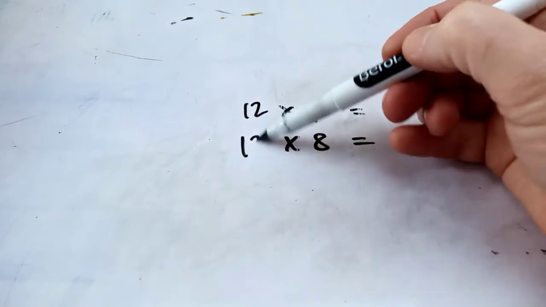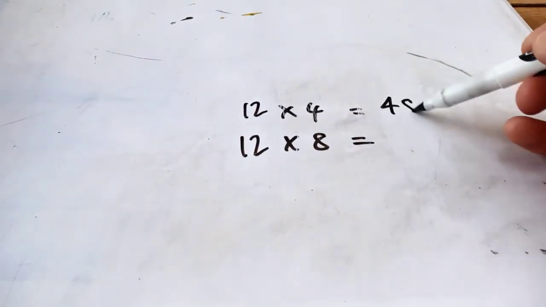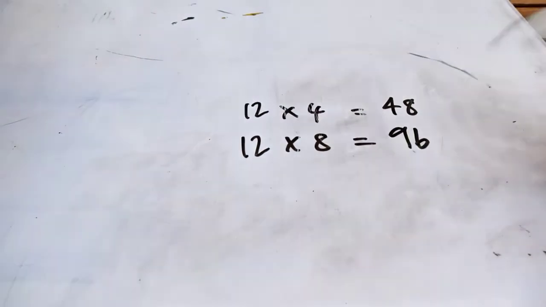12 times 4 and 12 times 8. 12 times 4, lock it in, it's 48. 12 times 8 is, well done, it's 96.